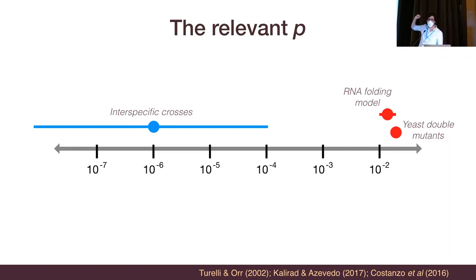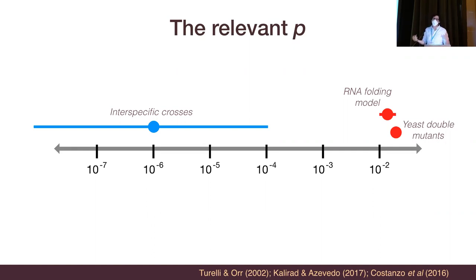There's the RNA folding model that I've just mentioned, Atta Kalirat and Ricardo Acevedo. They simulated how RNA folds and found that the probability of incompatibility of different amino acid substitutions actually changes a little bit through time, but it's roughly 2%. And actually, a little bit of an exaggerated example here, if you take the Costanzo data that we heard about recently in this conference, the library of double mutants in yeast is 23 million pairs, out of which roughly 2% ended up having negative epistatic interactions.